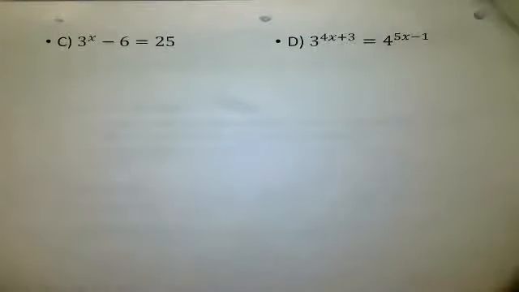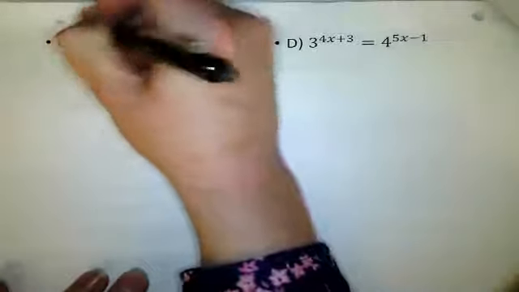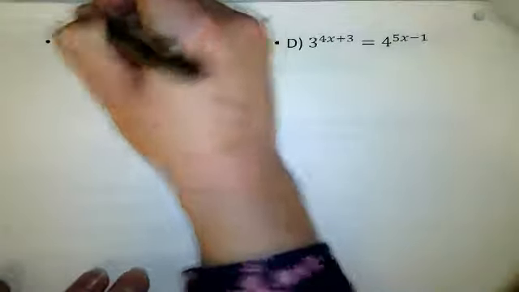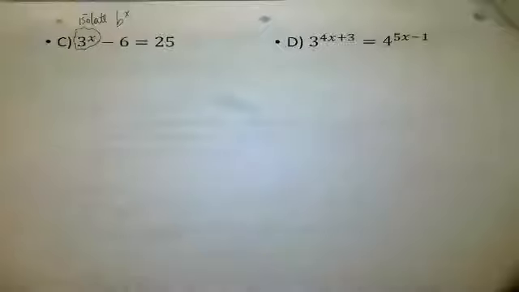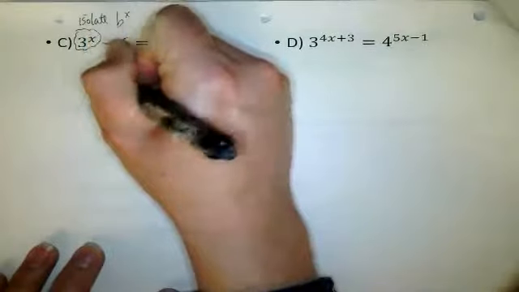There's one more. 3 to the x minus 6 equals 25. So what we have to do is actually isolate first. You need to isolate your base to whatever exponent that you've got first. So you want to clean it up as much as you can. So what do we want to do first? Add 6. So 3 to the x equals 31.